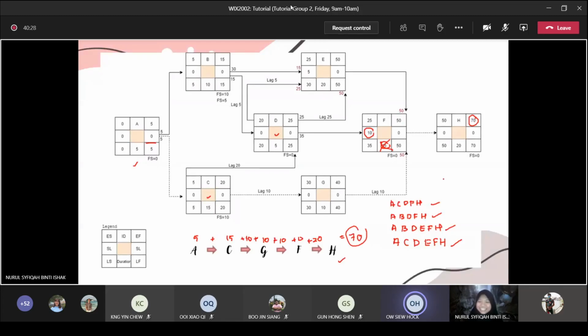Understand now? So these are all possible critical paths. As long as you pass through all the zeros, those that still have the early ones with 5 or 10, if you still pass through, the final one is still 70. So this question has 5 critical paths. Okay, understand? Yes, very good.